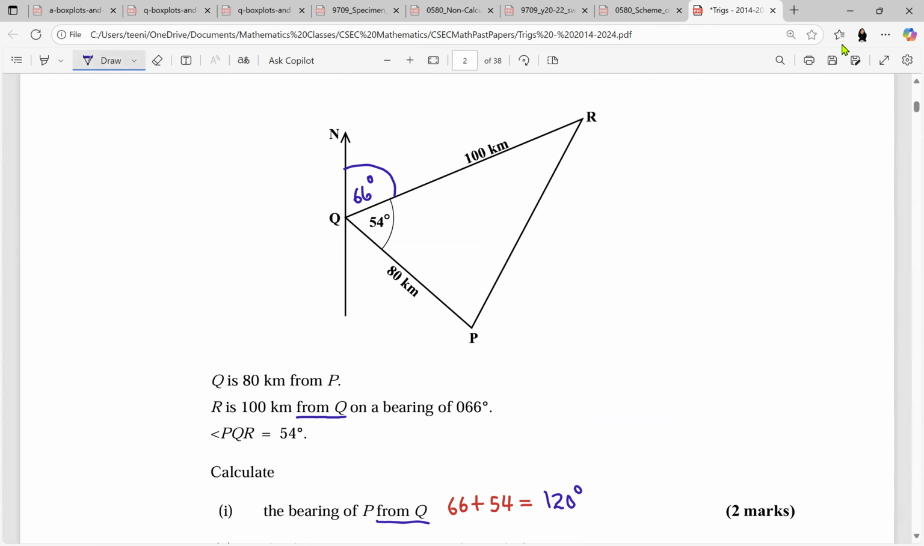I will help you. We're using the cosine rule because we need to find this unknown side, and we have two known sides and the included angle, right?